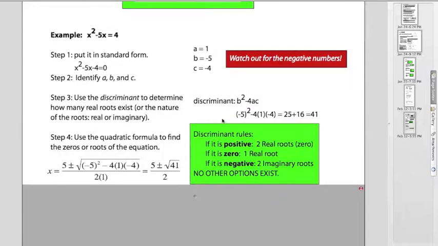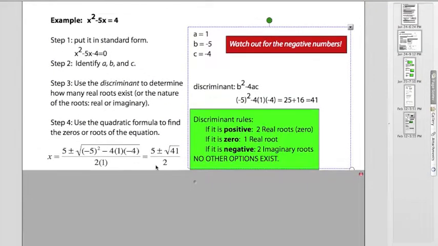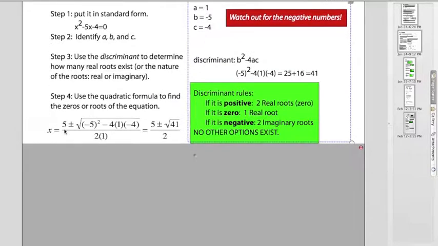So, you only have a couple of different ideas that can happen. Positive, two real; zero, one real; negative, two imaginary. And the one that we're looking at right now, you can see it over here. I've kind of worked it out for you. I went ahead and plugged in my values: negative b plus or minus the square root of b squared minus 4ac, all that.